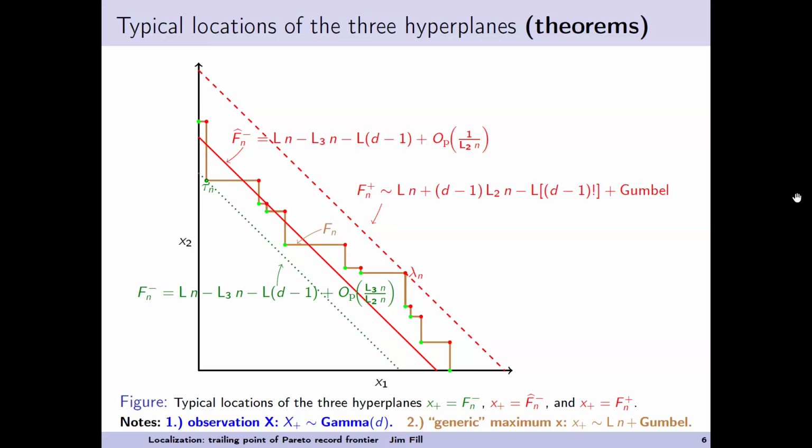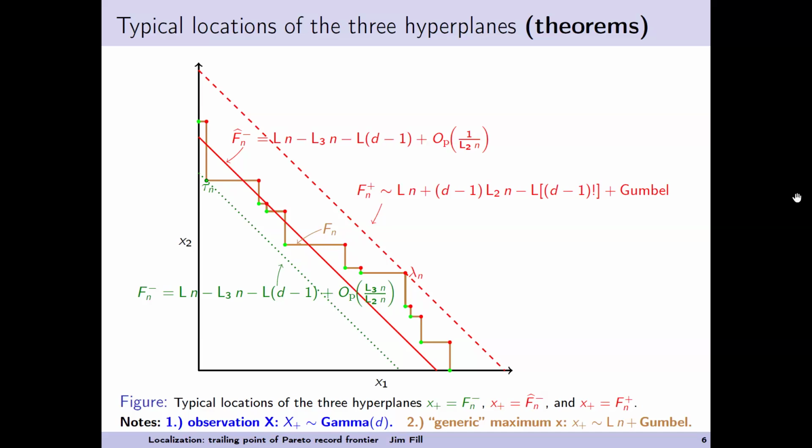All three of these hyperplanes start off with, now here's some more notation. I find it useful to use the shorthand notation capital L for natural logarithm and capital L sub k for the kth iterate of natural logarithm. It makes for nice short writing. Okay, so typical observations are way down here, right? They typically have their sum of coordinates of constant order size. But all the records are on the order of log n.